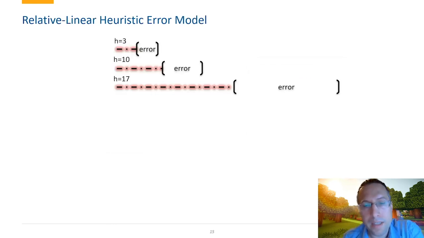We characterize this phenomenon by defining a heuristic error model that we call the relative linear heuristic error model. In this model, the optimal path from a state is equal to its heuristic value times alpha, where alpha is some random IID variable. Visually, this corresponds to having a larger error for larger heuristic estimate, which makes sense in many domains.